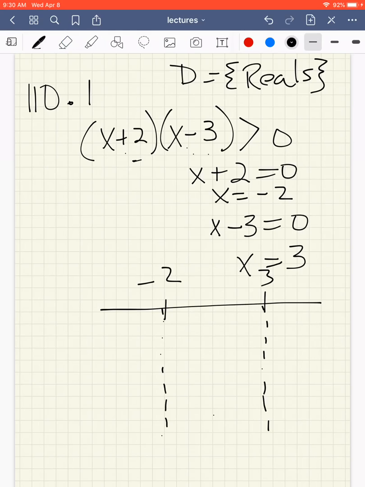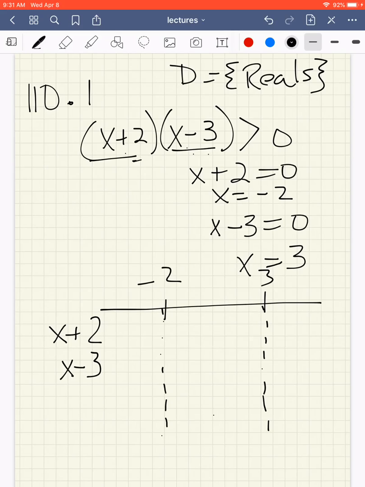Well, what kind of numbers are greater than 0 before we go into this? Are they positives or are they negatives? They're positives. Okay, so we're going to be looking for positives when we're done. So now what I want you to do is put each one of these factors, x plus 2, x minus 3, over here on the side.